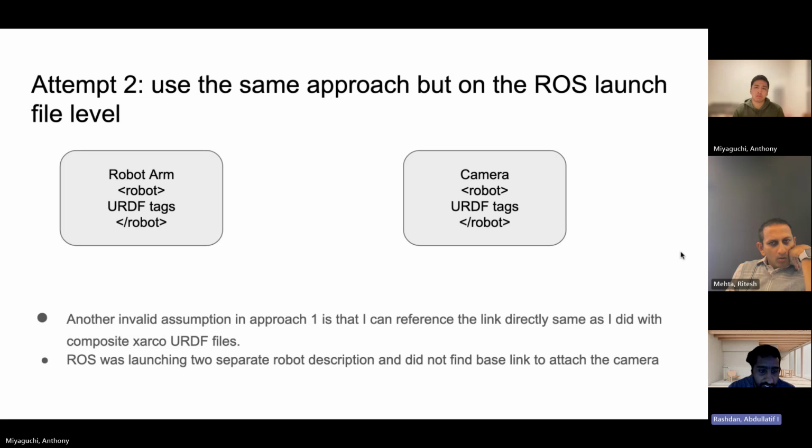when we do this approach, it actually creates two separate robot models. So whatever you're referencing across these two will be unidentified. Let's say the robot arm has link 8. It will not be present in the camera because they are actually separated logically. Next slide.